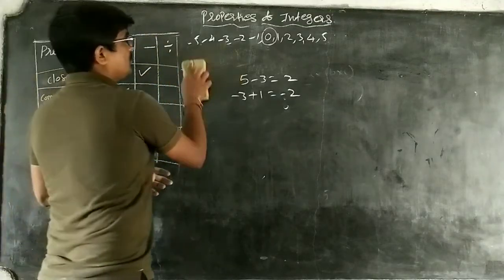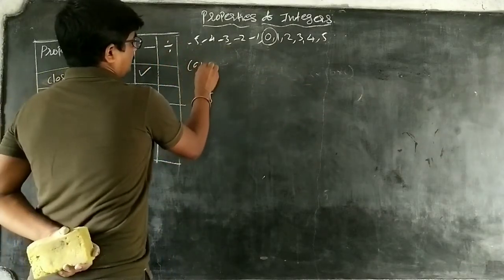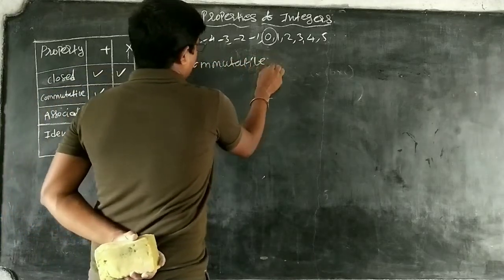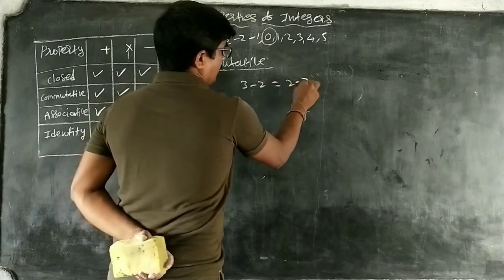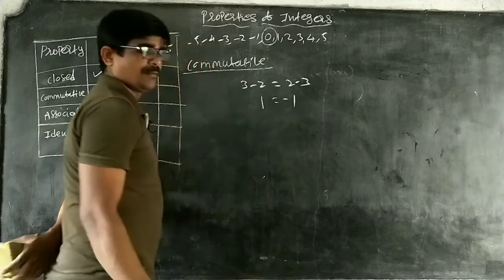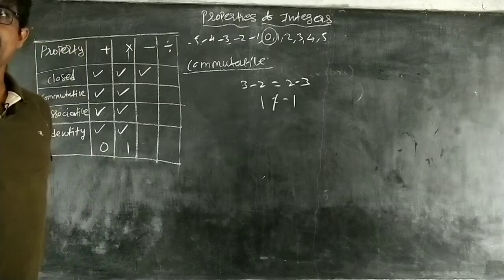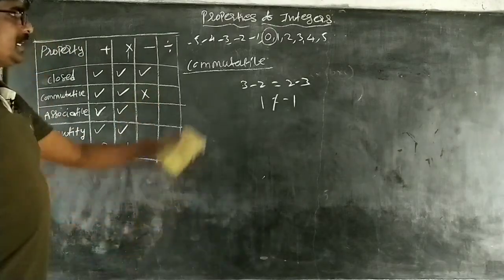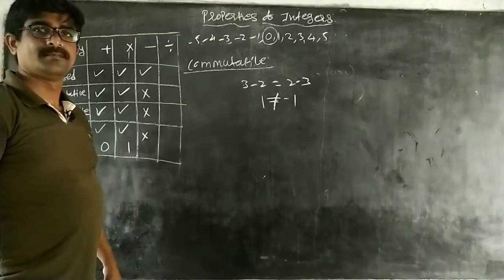Next, commutative checking. What does commutative mean? Simple. 3 minus 2 is equal to 2 minus 3? 3 minus 2 is equal to 1, and this is minus 1. Both are not equal. So, this is not commutative. I have checked similarly also, it is not associative.